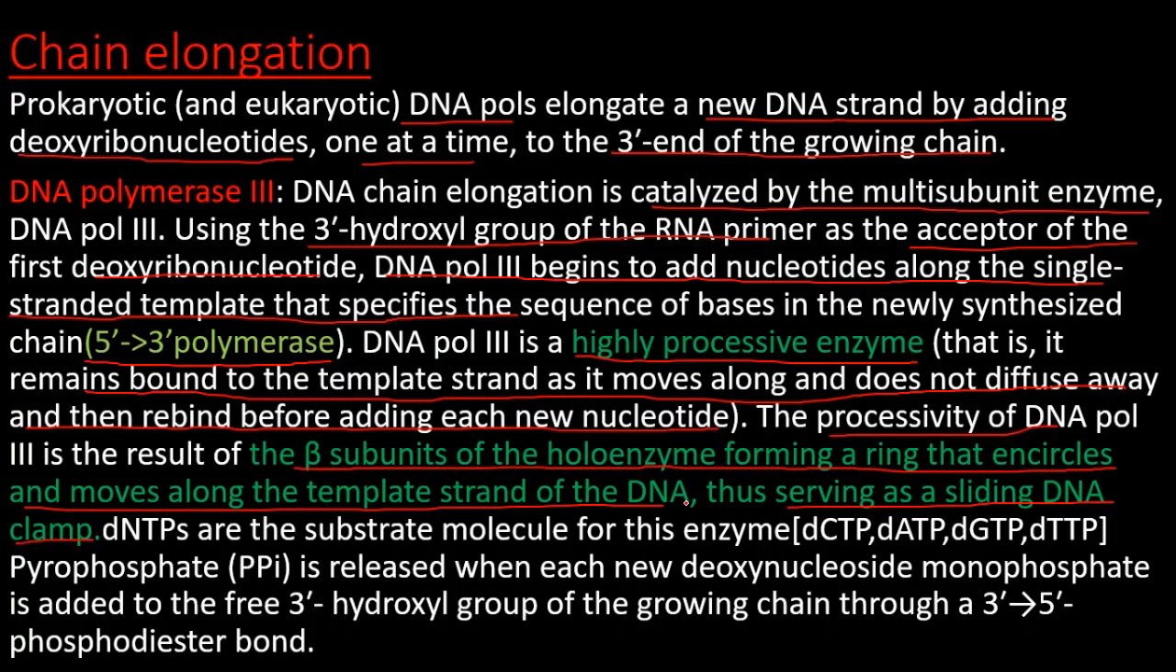So please note that in prokaryotes, the processivity of DNA polymerase 3 is due to the beta subunit of the enzyme. Unlike in eukaryotes, where you will see a protein known as PCNA, the proliferating cell nuclear antigen, and it will require another protein so that it can be loaded.